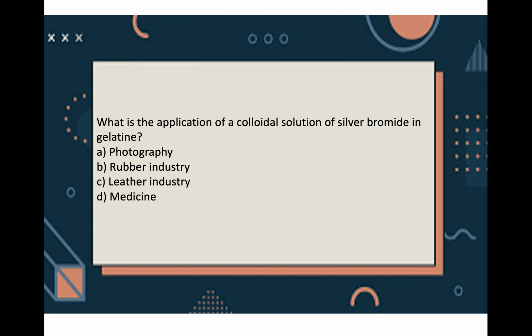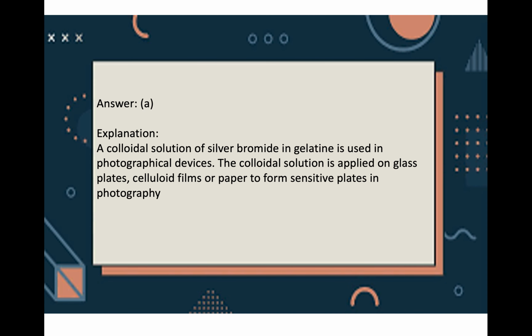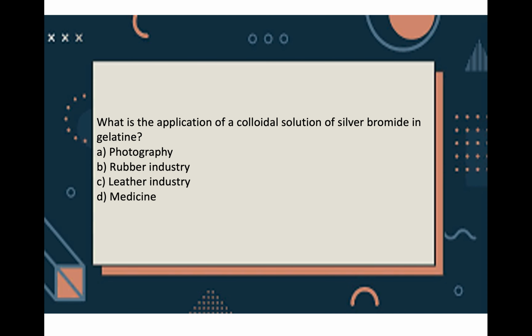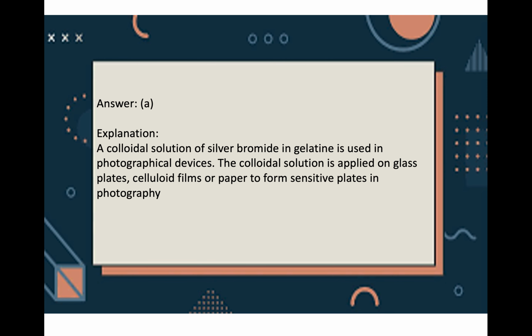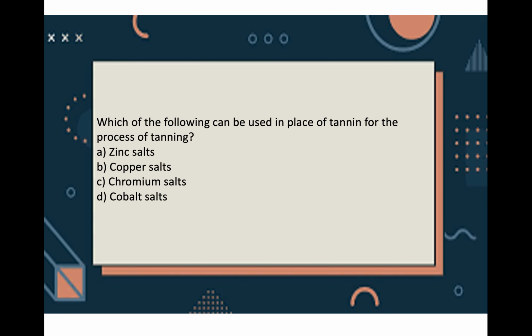Next question is, what is the application of a colloidal solution of silver bromide in gelatin? A. Photography, B. Rubber industry, C. Leather industry, and D. Medicine. So option is A, photography, because a colloidal solution of silver bromide in gelatin is used in photographic devices. It is applied on glass plates, celluloid films or paper to form sensitive plates in photography.